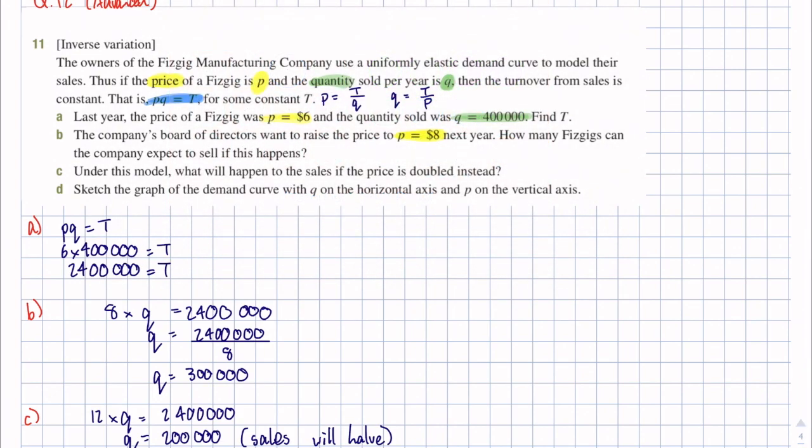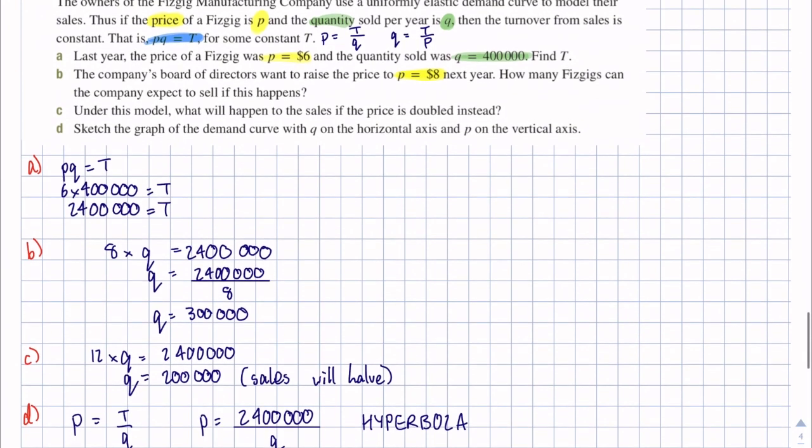And D, they want us to sketch this with Q on the horizontal axis and P on the vertical axis. Given that P is on the vertical axis, P is my Y. So I've got T on Q. I know what T is, it's 2,400,000, and that's over Q. So you can see that we've got a hyperbola, because our X or Q is on the bottom. And every time we do that, we will have a hyperbola.